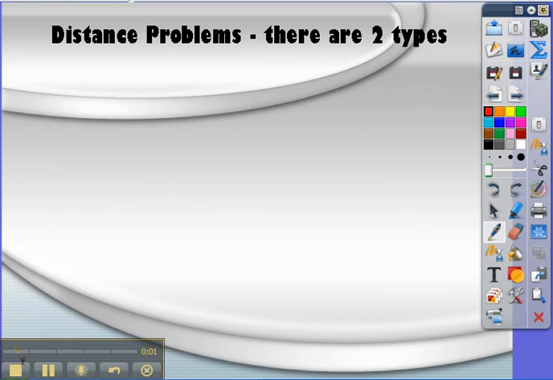This is a continuation of Cox Learning System 3.3. We're going to talk a little bit about distance problems. Basically, there's two types of distance problems, and you just have to figure out which one you're dealing with.